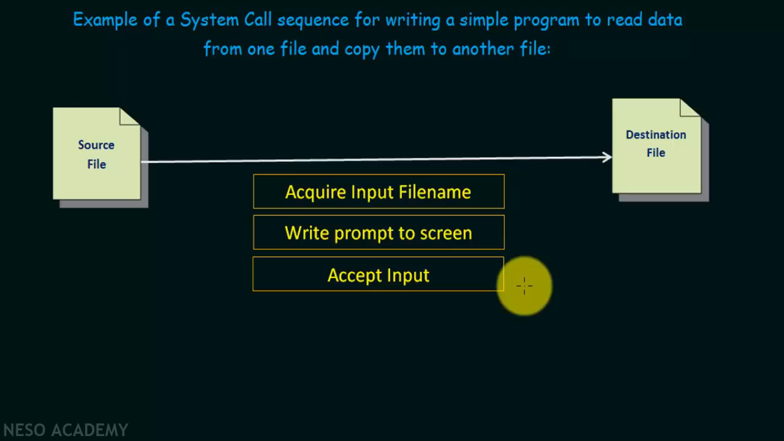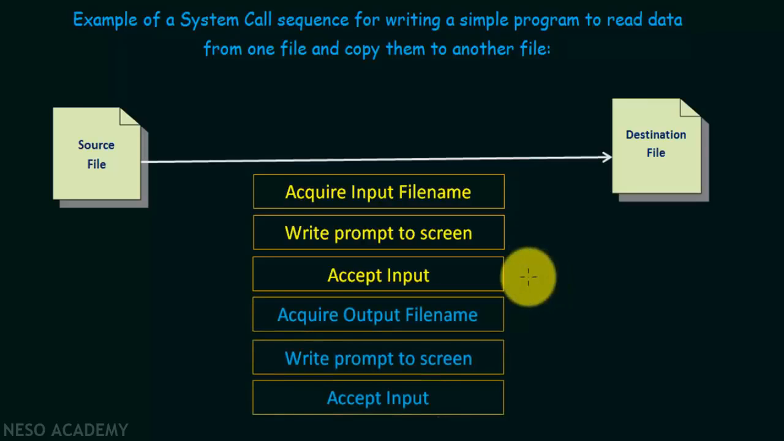So as I told you, system calls are made when we want to access some resources of your system. So for acquiring the input file name, we need a system call. For writing the prompt to the screen, you know that you have to display the prompt on your monitor. So you're going to use the hardware, your output device. So you need a system call for accessing that hardware. And then for accepting the input, you need to take the input using either the keyboard or the mouse. So your keyboard and mouse are the input devices. For that also you need a system call because you are accessing the hardware, which is your input devices. Alright, so these are the first three system calls that are required for this process.